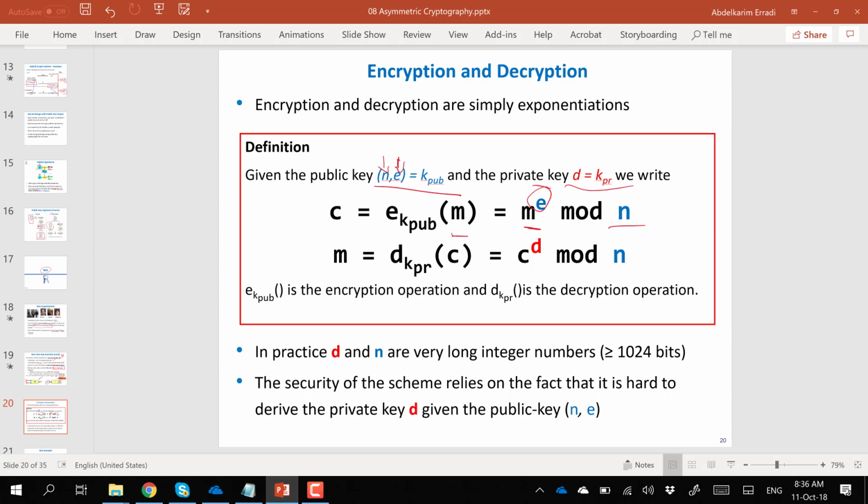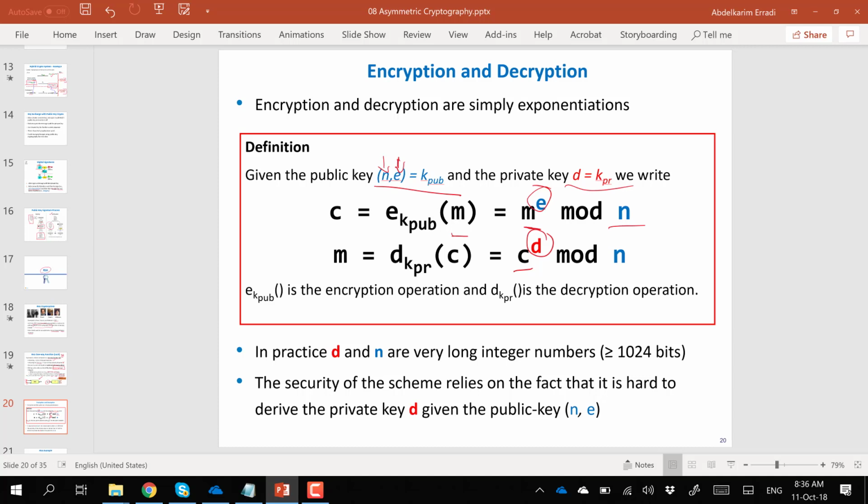Yes? Once the recipient receives it, how will they decrypt it? They take the ciphertext, raise it to the power of the private key, which is a number, mod N. This will give you the plain text. So this is a very simple algorithm to do encryption and decryption.